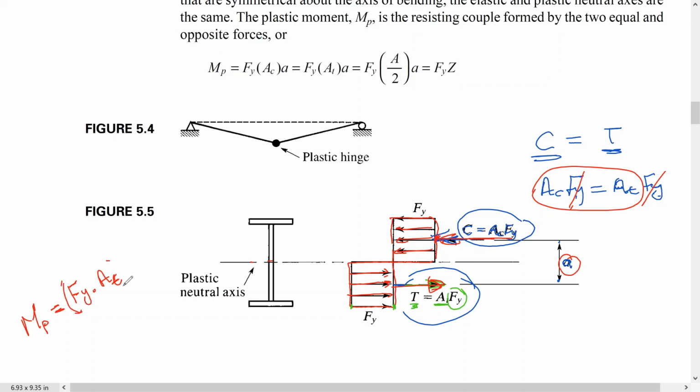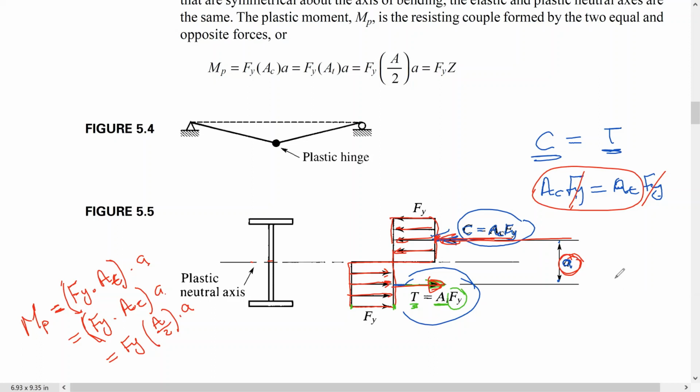So this is the force magnitude times the distance between this point and this point, which is a. And this one here is going to be the same if we do Fy times AC, the compression force, times a. They're going to be the same. So if we do that here, guys, we're going to have Fy, and as I told you, AT and AC is half of the area, because this is the neutral axis. So this one is equal to A divided by 2 times a. Small a here is the distance here.